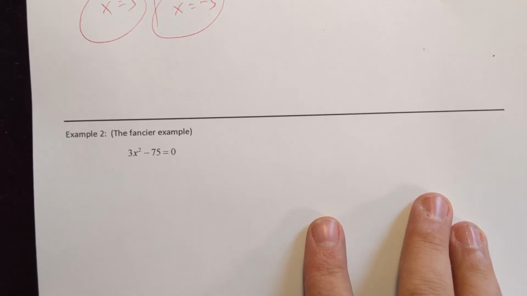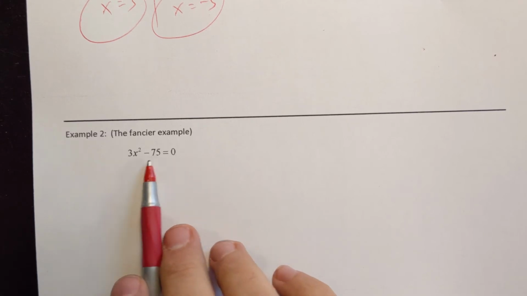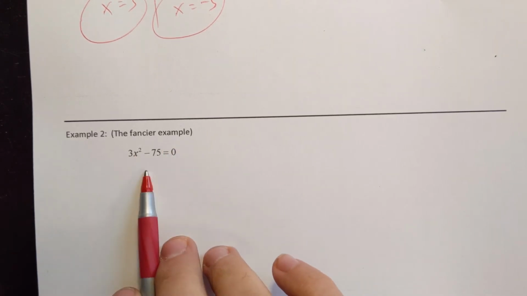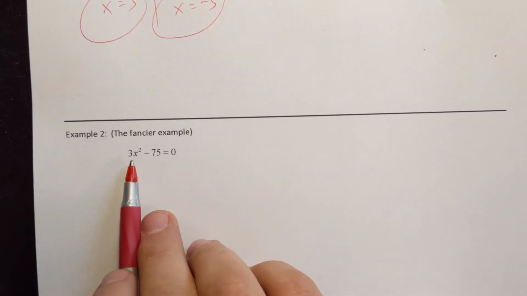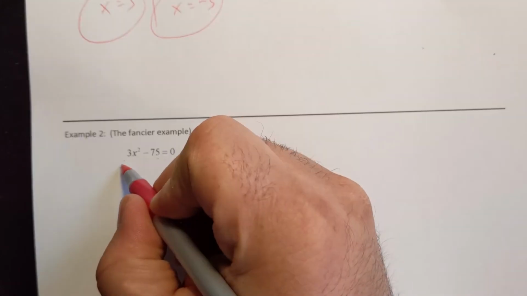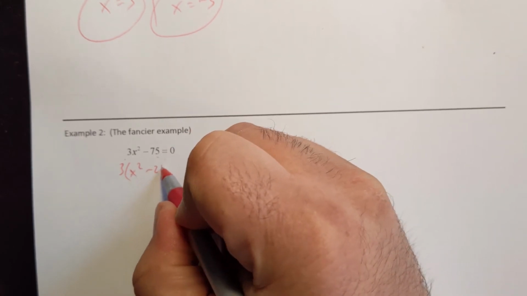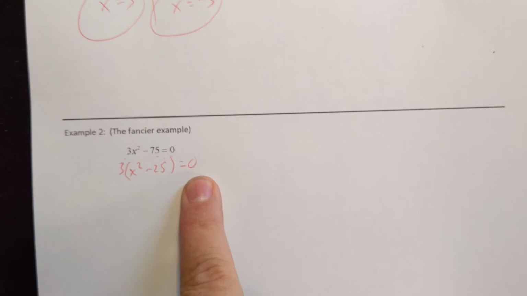On the next example, a little bit fancier, kind of the next step up. On this one, you have a greatest common factor. If you ever have a greatest common factor, you need to pull those out before you try to do what we did on the first problem. Right here we have a 3 and 75. They can both be divided by 3. You need to factor that out. That means you're going to have x squared minus 25, and then this 3 is going to be in the front. You still have the equal 0 on the right.